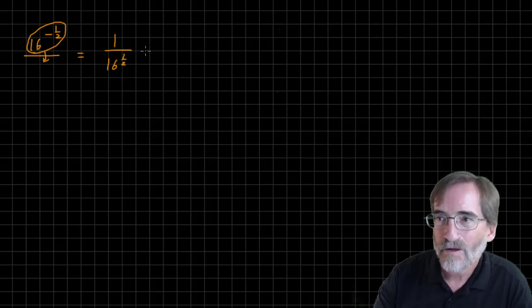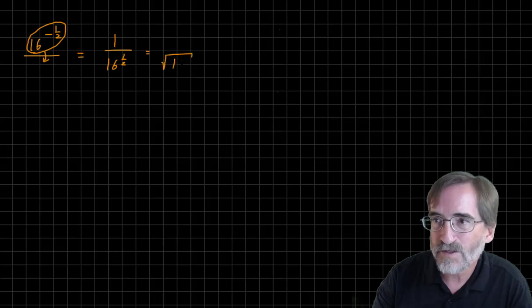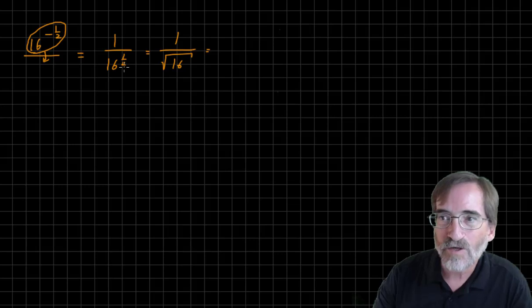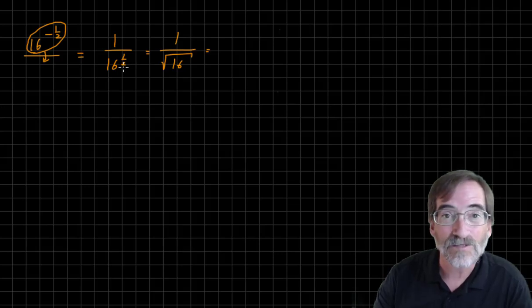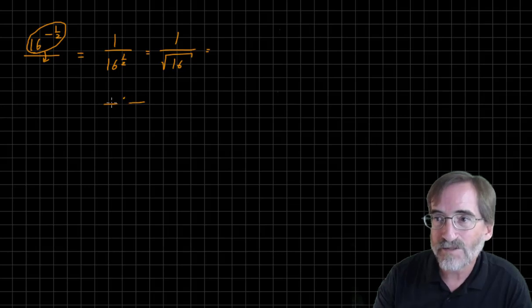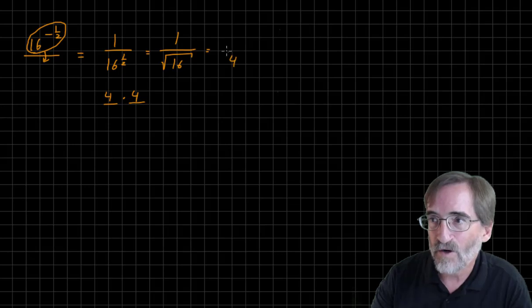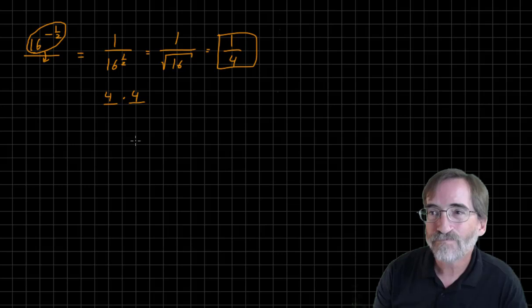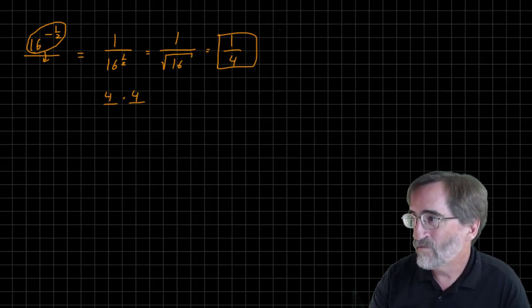Okay? Now, I think the lesson has you rewrite this as square root 16. Or you can just realize that 16 to the 1/2 is the square root of 16. And what number times itself makes 16? And the answer is 4 times 4 is 16. So this is 1/4. Okay? All right. And one more example.